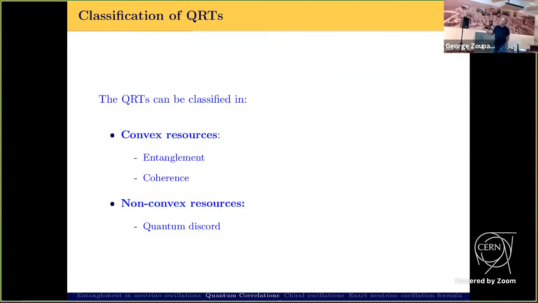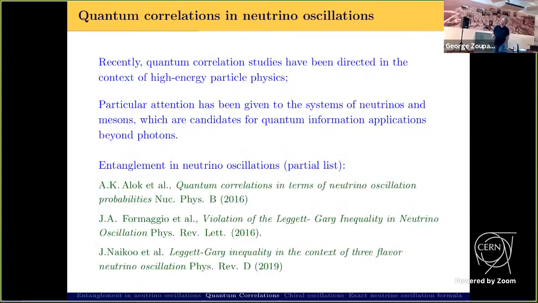Well, one can classify convex, non-convex. I will not go into this. I want to stress that this is only a partial list. There are many papers recently appearing in which entanglement was studied in neutrino oscillations, in the spirit of what we were doing initially. For example, this is very nice: they checked experimentally the violation of Leggett-Garg inequalities.